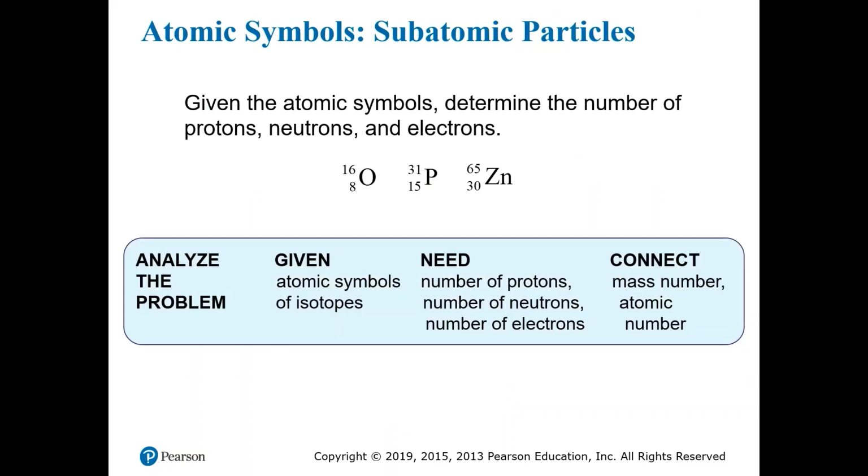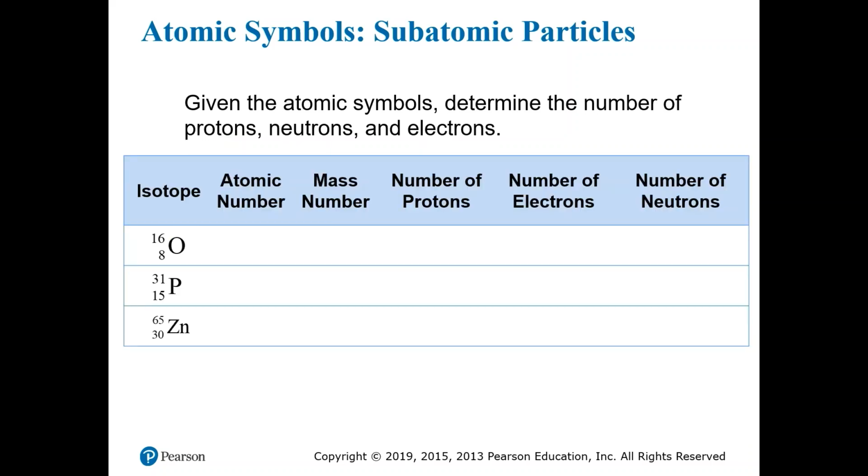To get used to this idea and understand it a little better, it really helps to jump into a couple of examples. For these three isotope symbols that we have here, the question is, determine the number of protons, neutrons, and electrons for each one. Given the atomic symbols of the specific isotopes, we want to figure out how many of each of the three subatomic particles there are. To do that, we're going to need the atomic number and the mass number. So let's do that.